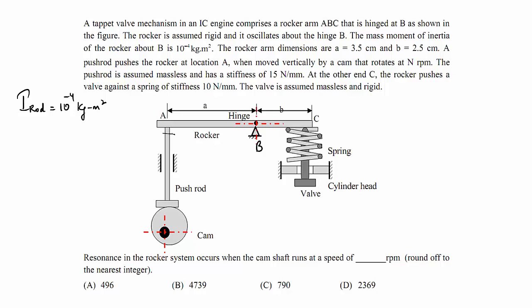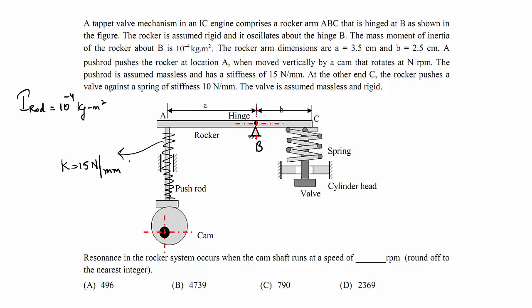So this is going to execute a spring action when moved vertically by a cam, which rotates at n rpm. The push rod is assumed massless, and the stiffness of the rod is identical to a spring. The stiffness of this rod, K, is equal to 15 Newton per mm.